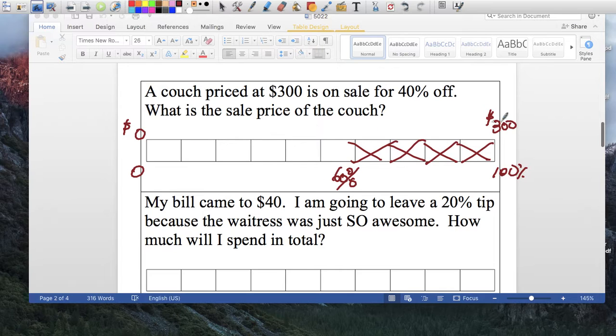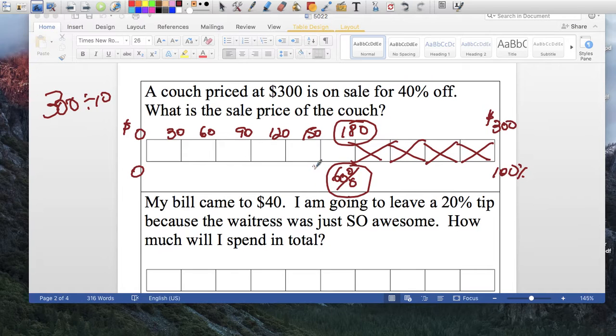60% of our value. So we had 10 boxes. 300 divided by 10 is 30, right? So 30, 60, 90, 120, 150, 180. So the price of the couch is going to be $180. Okay.